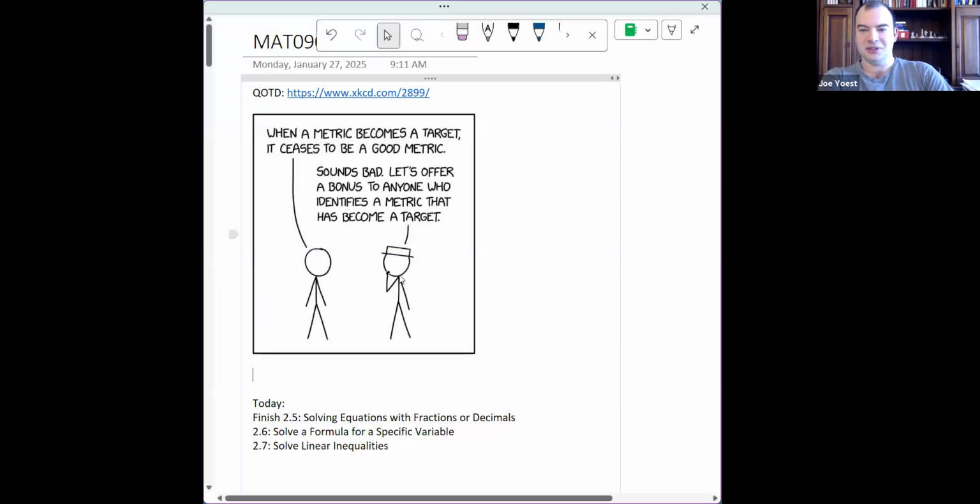Then the other person says, "Oh, that sounds bad. Let's offer a bonus to anyone who identifies a metric that has become a target." Thus creating a target out of metrics that have become targets. So people will identify all kinds of silly things and say, this is a metric that's become a target.